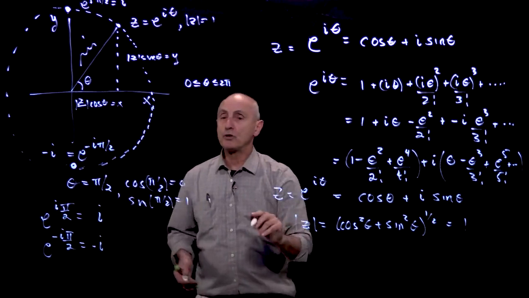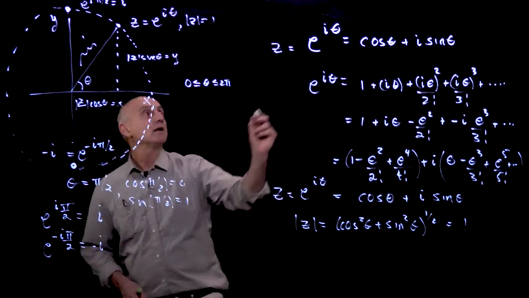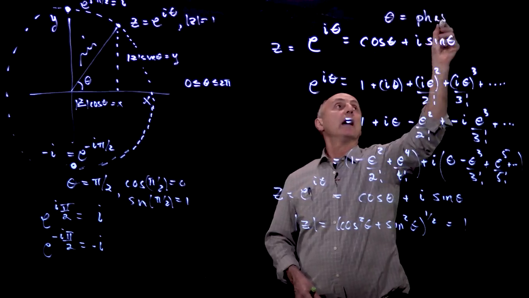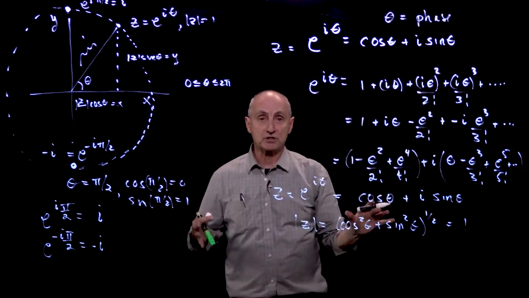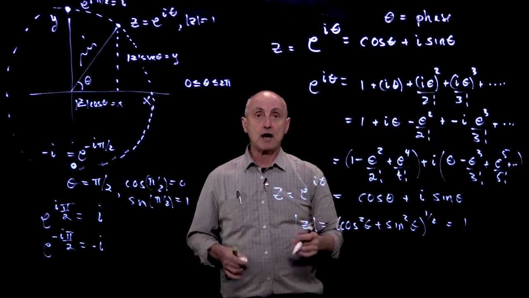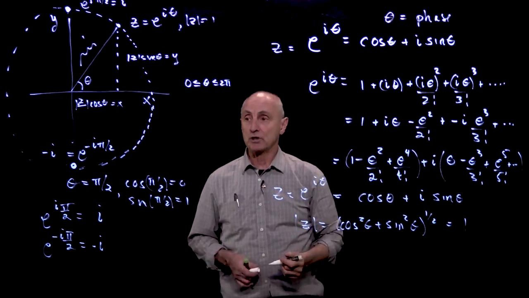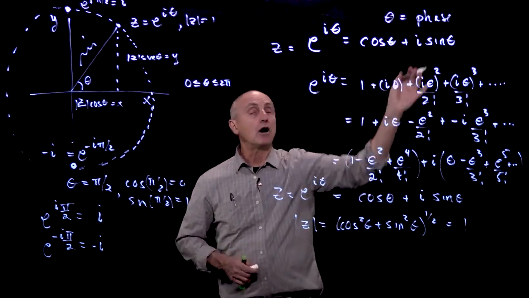So what we refer to as theta in here, we call theta the phase. And this is a way to represent a complex number of unit length. Now the next step is to represent any arbitrary complex number using our Euler formula.